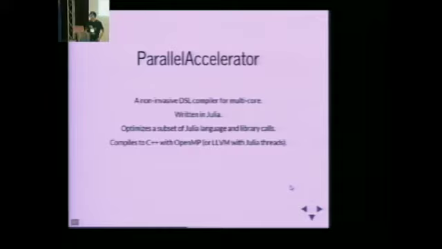So ParallelAccelerator, we call it a non-invasive DSL compiler for multi-core. It's written in Julia itself. You can use it just like what I showed just now, importing it as a Julia library. And it will optimize a subset of the Julia language, as well as a subset of the library calls. So for those that are supported by ParallelAccelerator, we'll compile the operations to C++ with OpenMP, or there's another backend, where we can compile it to LLVM with Julia threads. Julia threads is relatively a new thing.